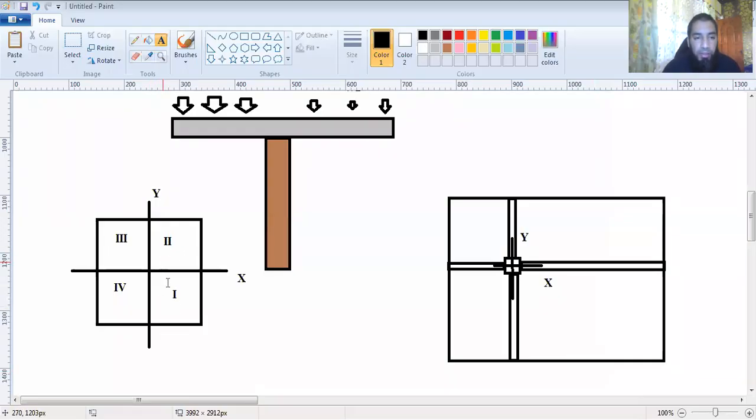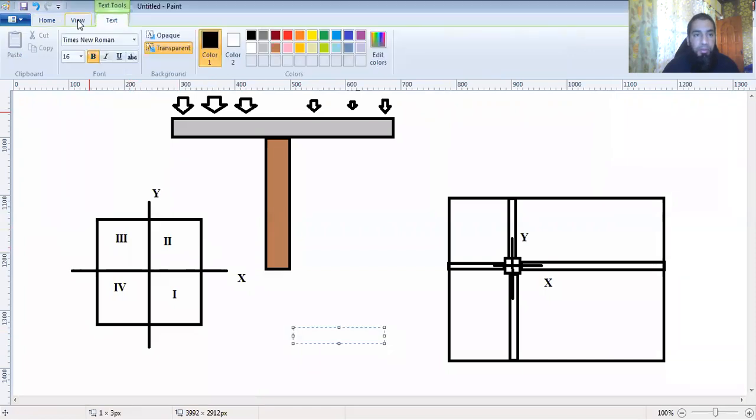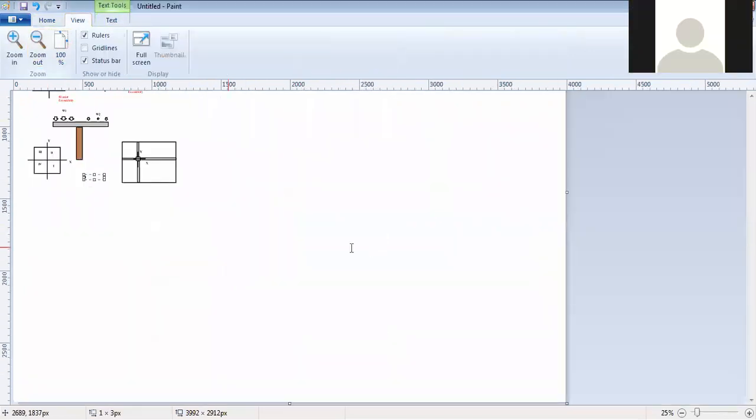I was asking this question: on which side will the eccentricity be? On 1, 2, 3, or 4, in this type of question? Shreya, you were saying 3, in quadrant 3. Yes, sir, but not sure.